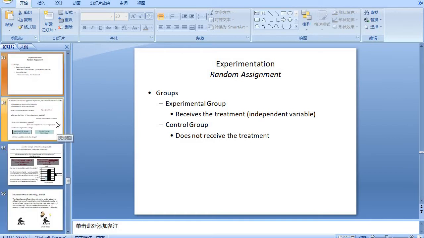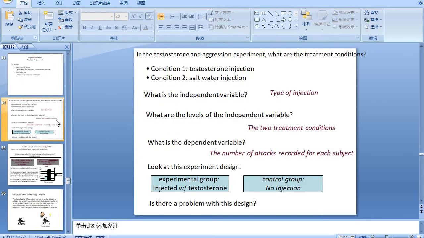Let's look at the confounding variable. Confounding variables must be controlled in experimental research. Suppose we tweak the design a little bit. The original design is that the experimental group receives a testosterone injection. The second group, the control group, receives a saltwater injection.